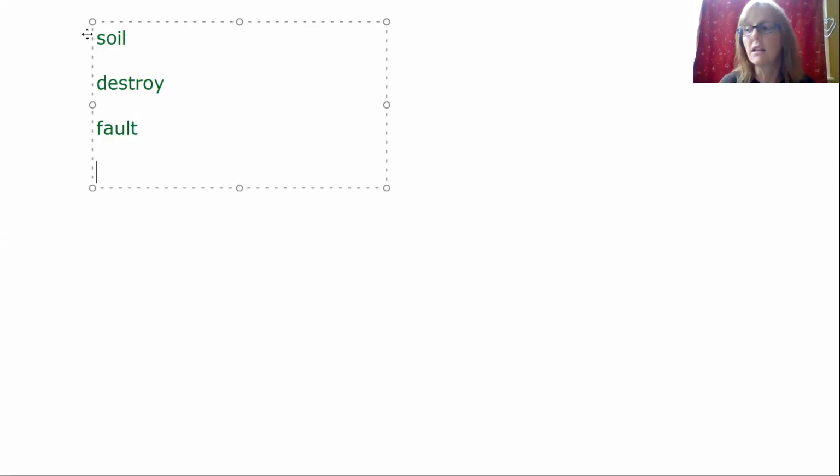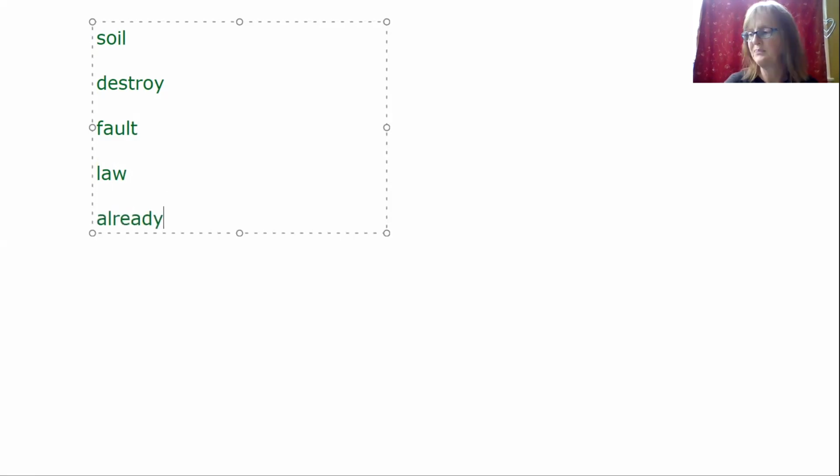The next word is law. The law requires you to wear your seatbelt. Law, oops, law with an A-W. Already, she has already graduated from high school. The all at the beginning is A-L-R-E-A-D-Y. Nice.